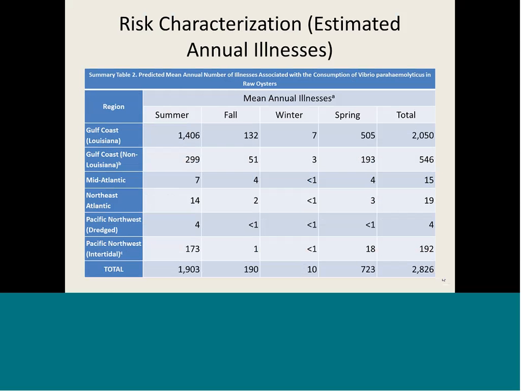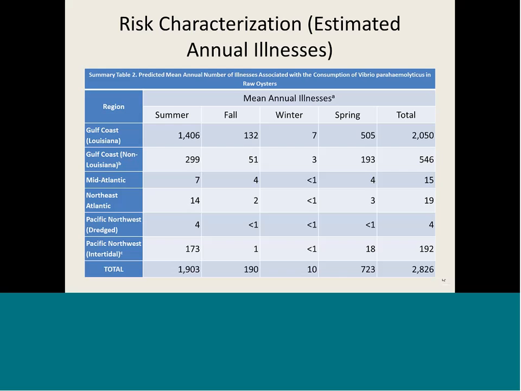If we take a look at the actual number of people, that might be easier to work with, because once we get these rates of illness, we have to multiply them by the number of eaters. And so for the interest of time, once again, notice rows are regions of the United States, columns are times of the year. And if we look at the far right column total, most of the illnesses are coming from oysters harvested in the Gulf Coast region around Louisiana. We have about 2,826 illnesses a year. And again, this is an expected value.